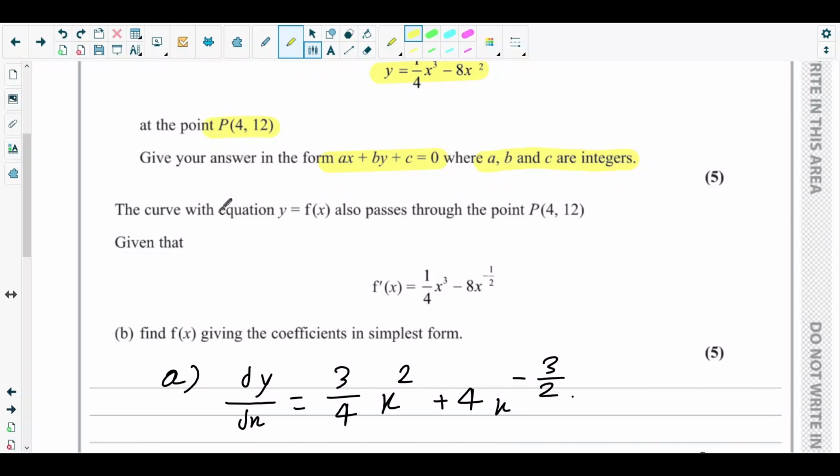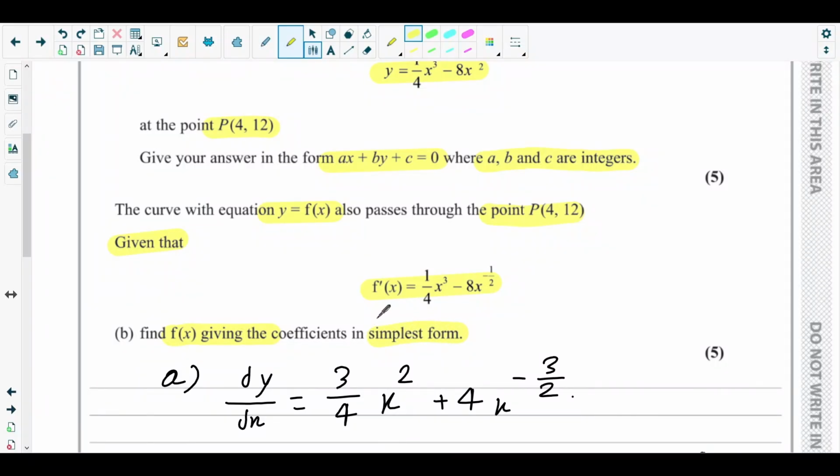In part B, the question says the curve with equation y equals f of x also passes through the point P, with x coordinate 4 and y coordinate 12. Given that f dash x, the gradient function of f of x, is equal to 1 over 4 x cubed minus 8x to the power negative half, find f of x, giving the coefficients in simplest form.